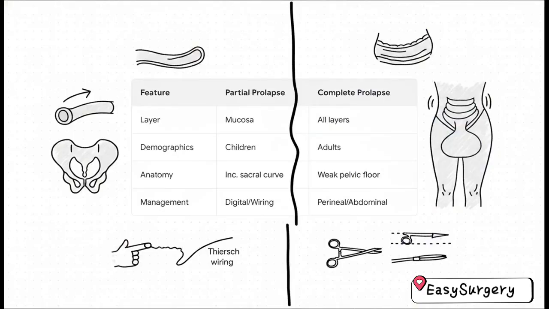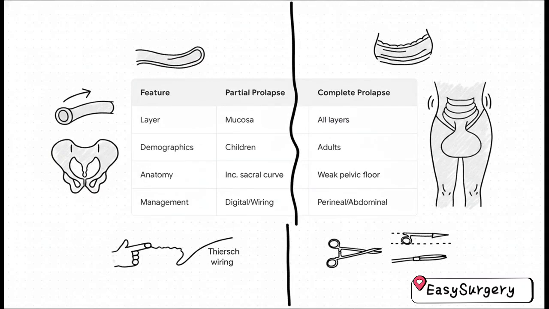This is a vital core dichotomy. Partial prolapse involves only the mucosal layer. It's much more common in children, often driven by an incomplete sacral curve. If it's their very first episode, you simply manage it with digital repositioning. If it keeps coming back, Thiersch wiring or sclerotherapy can be used.